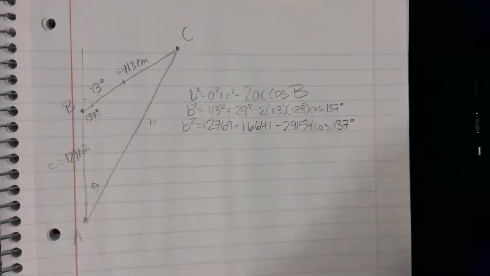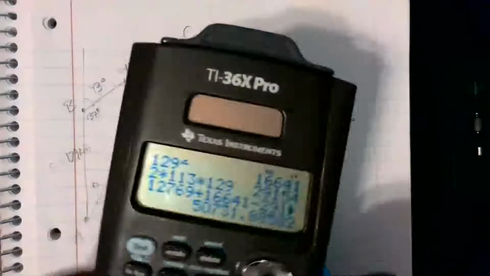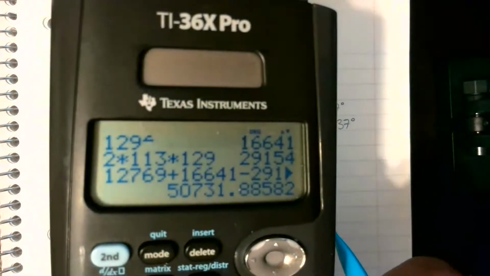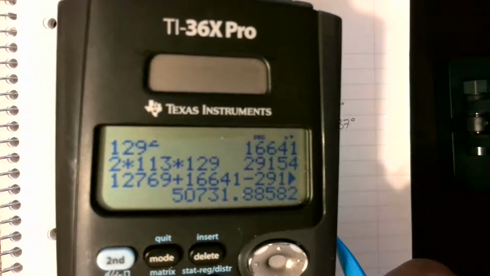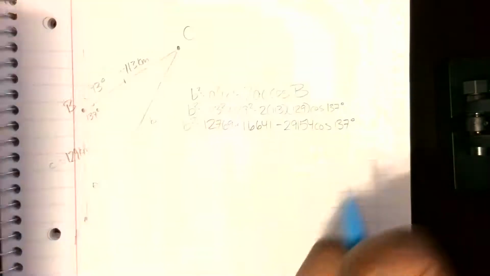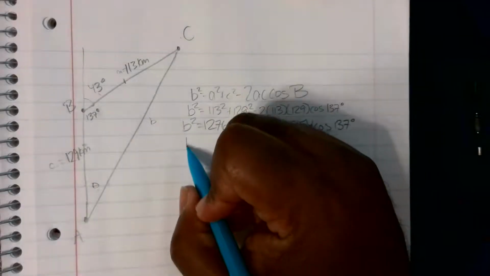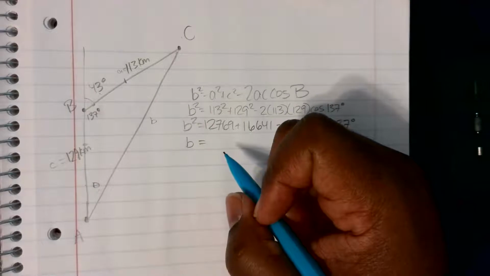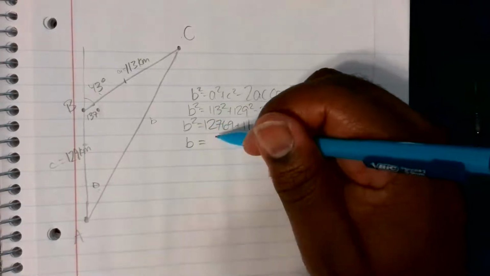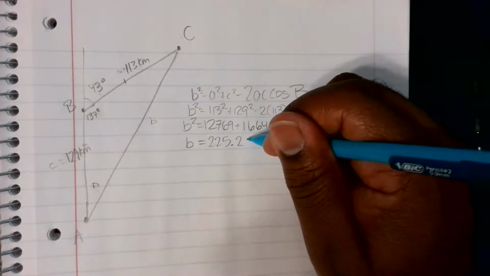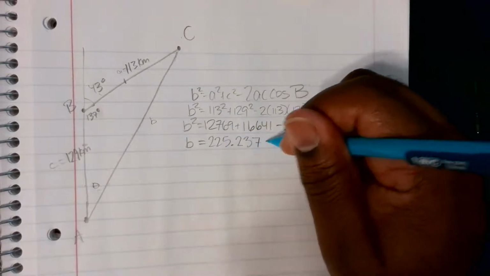And you get 50,700 and some odd number. Can you see that? I think you can. I'm not going to round this. I'm just going to take the square root of this number. Square root of answer. And I get b is equal to, this is an intermediate, so 4 decimal places, 225.2374.